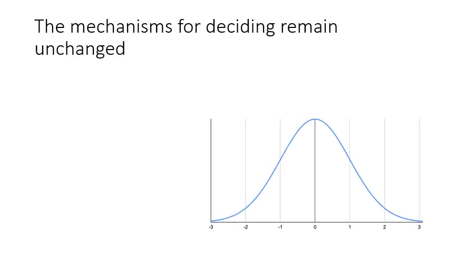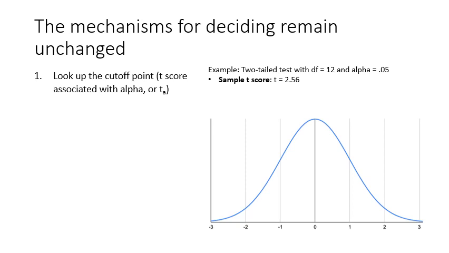So the mechanisms for deciding also remain unchanged. So we'll use an example of a two-tailed test that we just used in the past example with df equals 12 and alpha is 0.05, and the sample t-score is 2.56. So first we look up the cutoff point, which is T alpha, which is the same as the t-score associated with alpha, or the t-score for a significance level of 0.05, however you think about it.